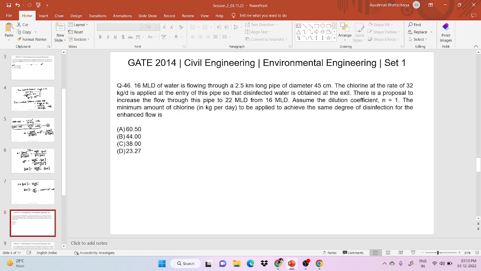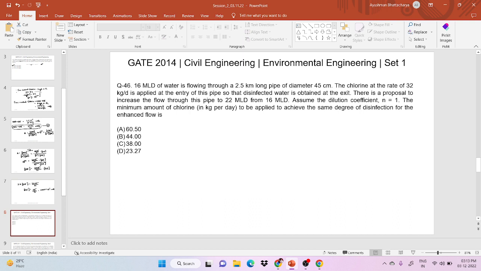In this question, the question says 16 MLD of water is flowing through a 2.5 kilometer long pipe of diameter 45 centimeter. The chlorine at the rate of 32 kg per day is applied at the entry of the pipe so that the disinfected water is obtained at the exit. There is a proposal to increase the flow through the pipe to 22 MLD from 16 MLD. Assume the dilution coefficient n is equal to 1. The minimum amount of chlorine to be applied to achieve the same degree of disinfection for the enhanced flow is.